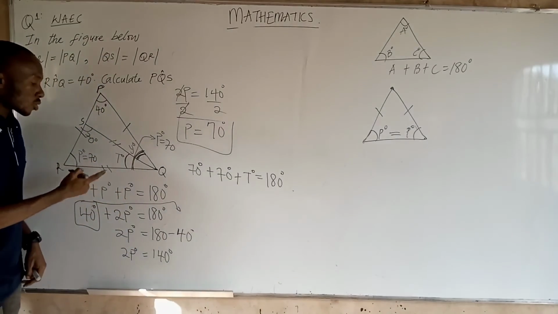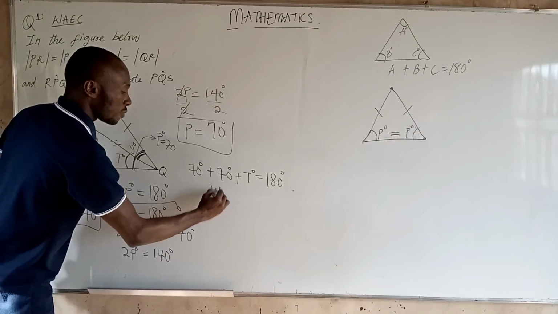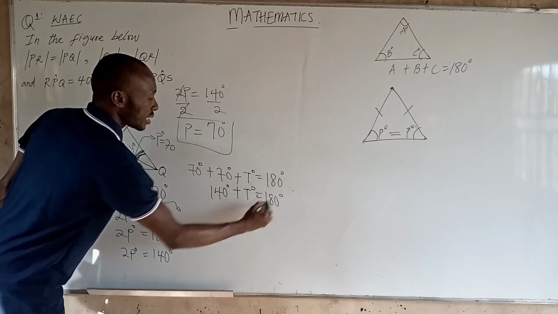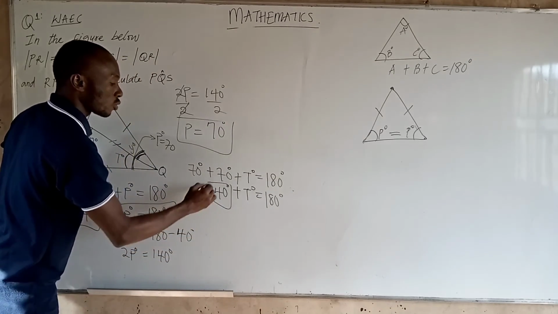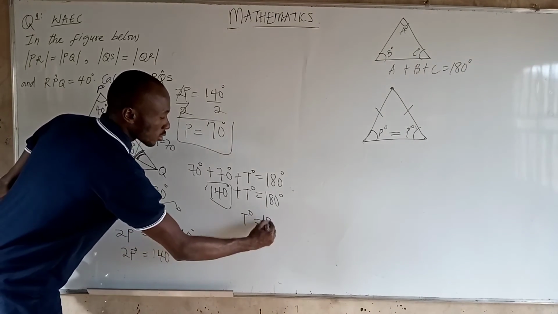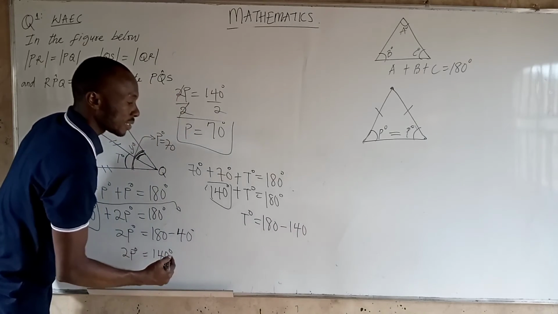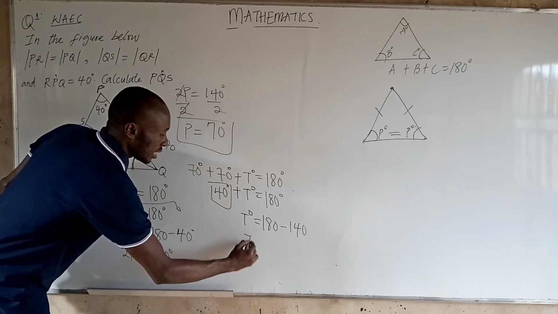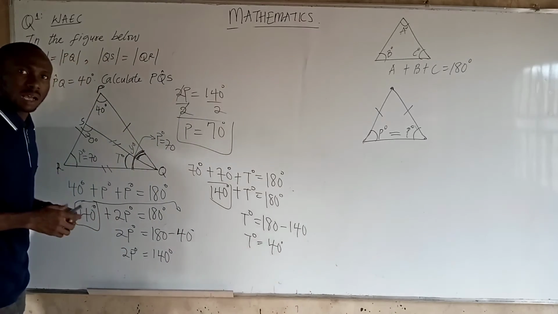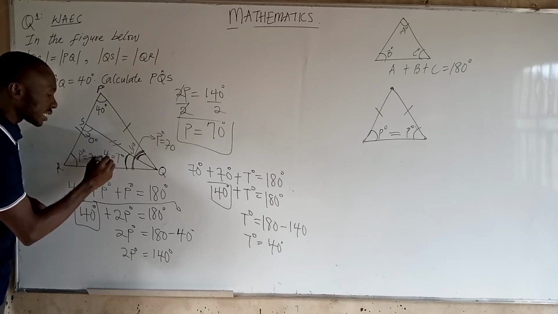Why are we doing this? So that we can obtain the value of t. Now 70 plus 70 gives me 140, plus t degrees equals 180 degrees. If I collect like terms, I'll take 140 to the other side of the equation, and I'll be left with t degrees equals 180 degrees minus 140 degrees. That gives me t degrees equals 40 degrees. Now that's good, that's awesome. Now we know the angle t to be 40 degrees.